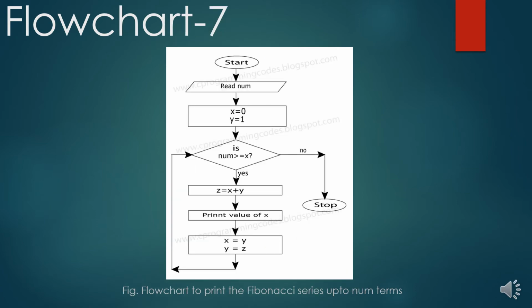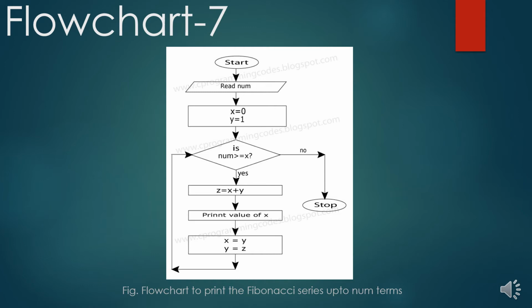Now this is the next flowchart, which is to print the Fibonacci series up to num terms. As we can see, we have taken the input as num. That means up to how many terms we want to print the Fibonacci series. We have taken two variables, x whose value is 0 and y whose value is 1.